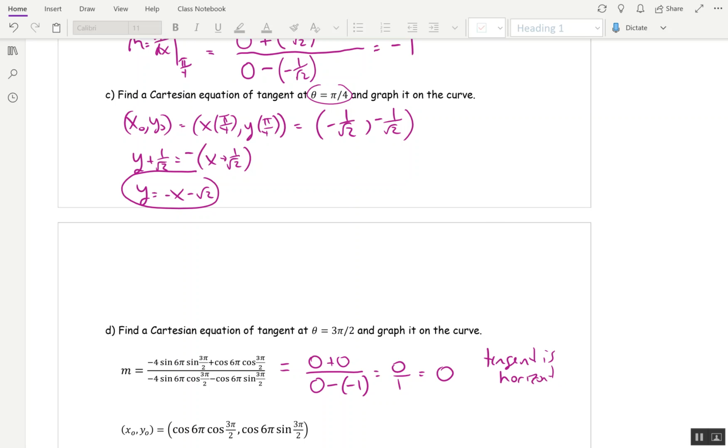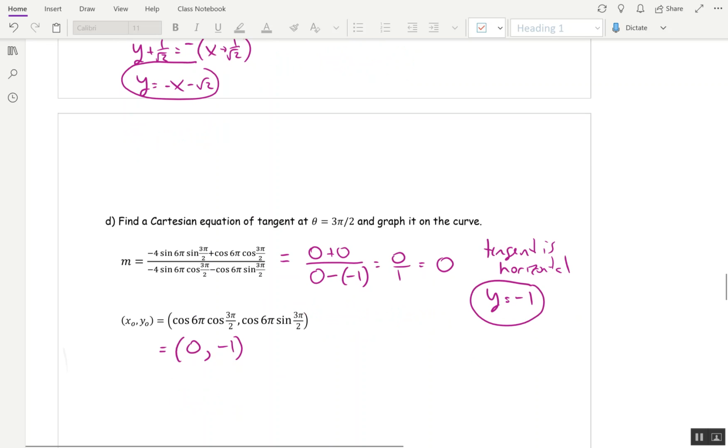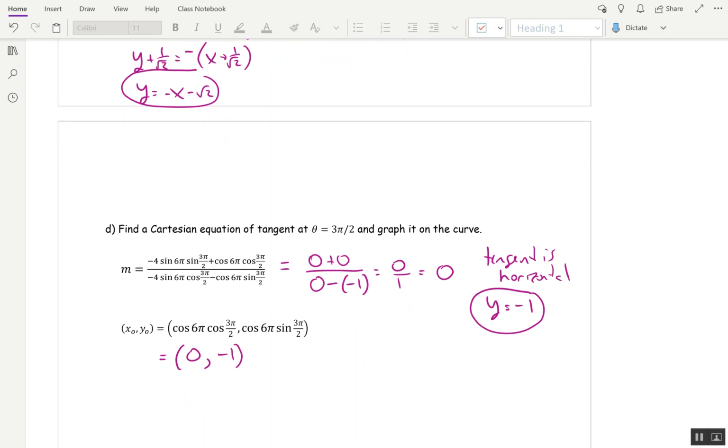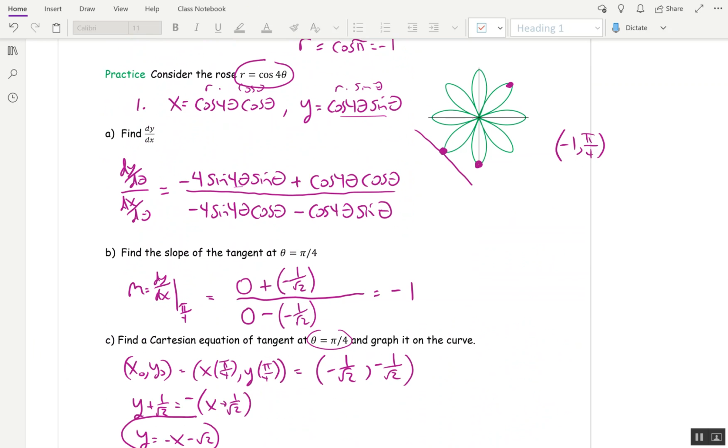So horizontal. So the tangent line is going to be y equals something. And we just have to find the something. So we need the point on the curve, x0, y0. Okay, that's going to be 0, -1. So a horizontal line going through 0, -1 is y equals -1. And so let's graph that on the curve. The Cartesian point is 0, -1. That's here. And the slope is 0, so it's horizontal.